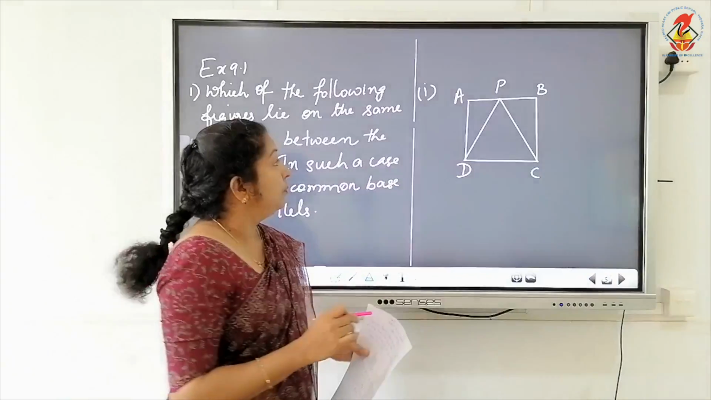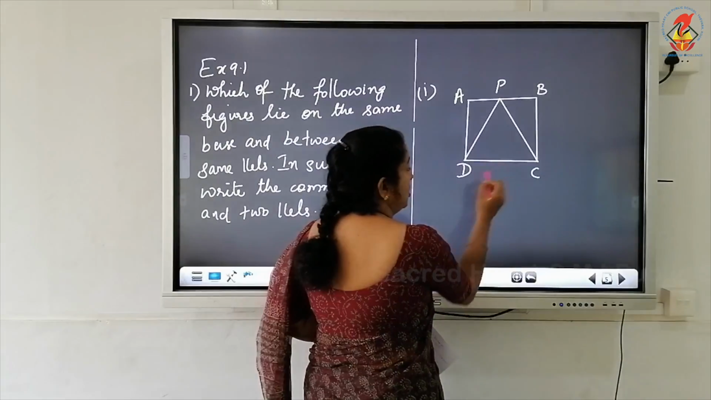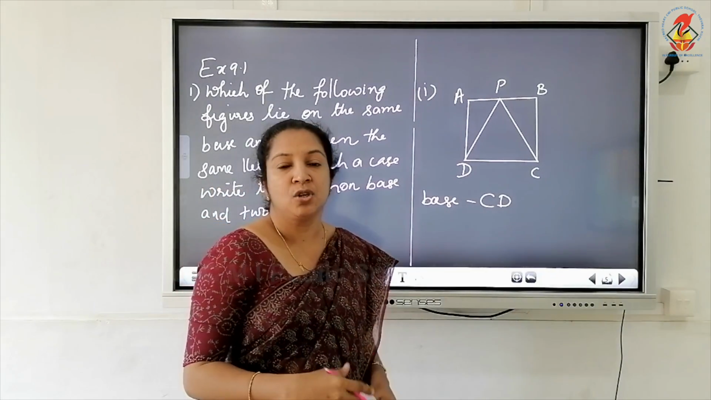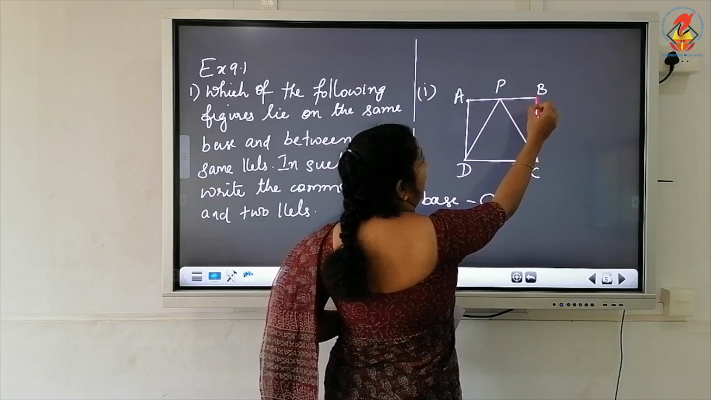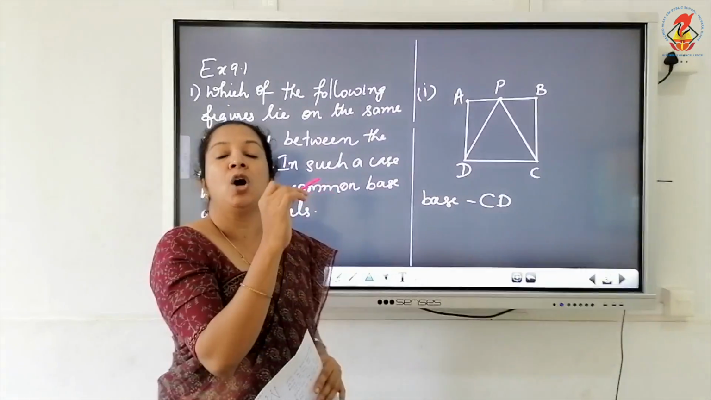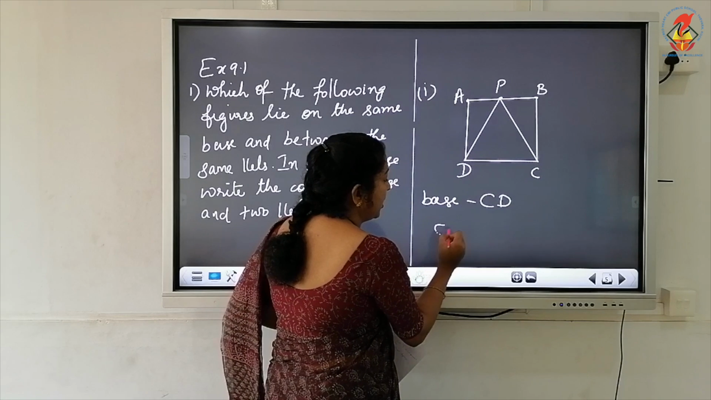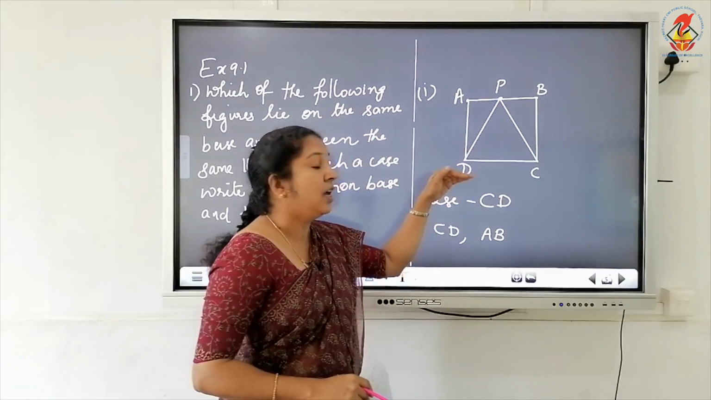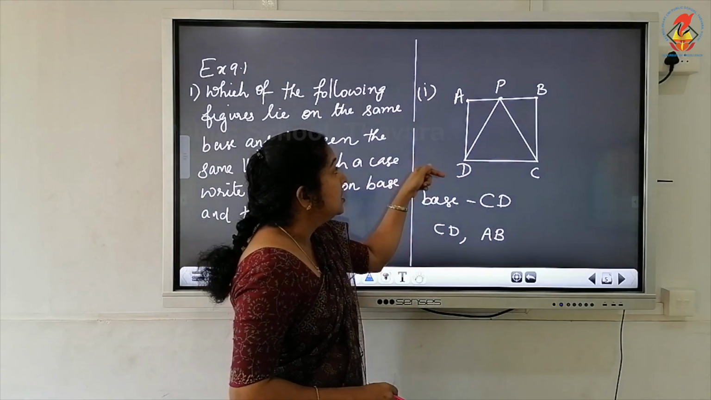Here we have a quadrilateral ABCD and a triangle PCD. These two clearly lie on the same base CD. Then we have to identify whether they are between the same parallels. For that we have to check the vertices on the opposite side. Here first case A and B, second case P. All these are on the same straight line and that line is parallel to CD. So what we can conclude is ABCD and DPC are on the same base CD and between the same parallels CD and AB.